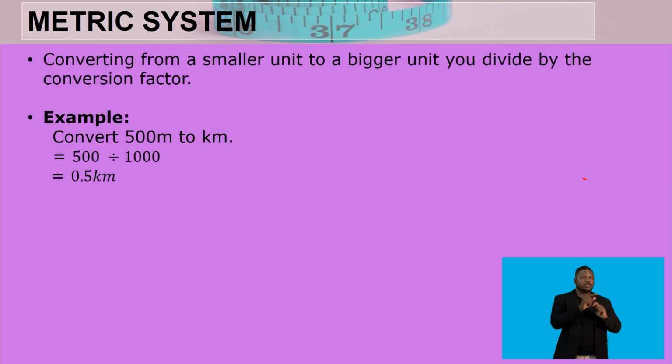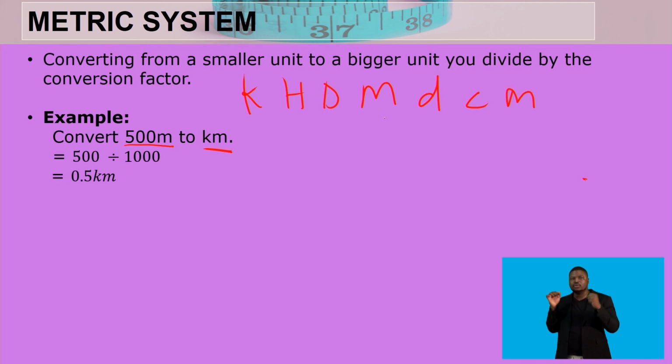Converting from a smaller unit to a big unit, you divide by the conversion factor. An example is if you move from 5 meters to kilometers. We said Keke hates doing maths during cold months. So where are we moving from the maths to the kilometers? Where you begin, you put a 1, then zeros up until where you are ending. But we are dividing. So we divide by 1,000, which gives us 0.5 kilometers.